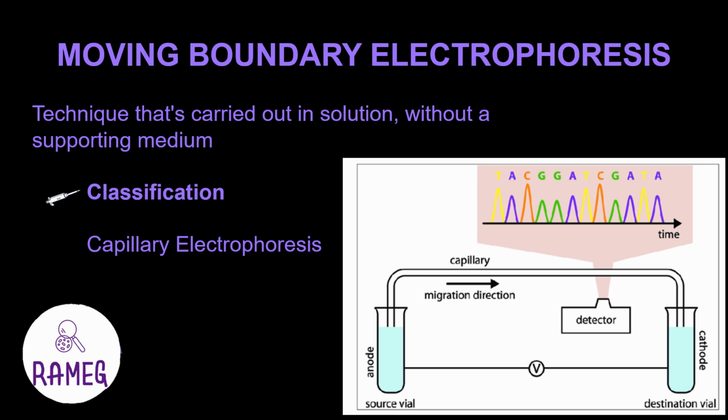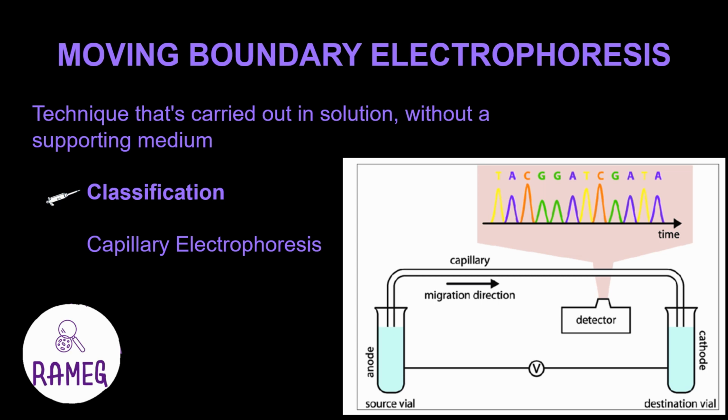The diagram below shows how capillary electrophoresis works. There are two valves, a source valve and a destination valve. The source valve contains fluorescently tagged DNA molecules. These molecules move from the anode to the cathode through a capillary. In between there is a detector present. This detector detects each DNA molecule, and depending on the intensity, peaks are produced. This technique is mainly used in sequencing methods.